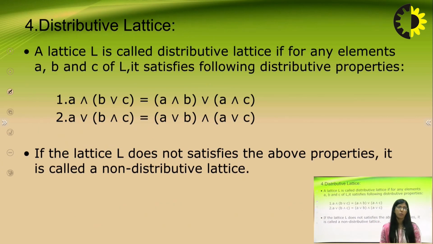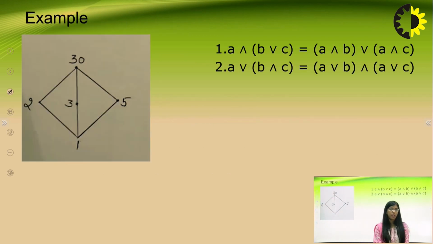Fourth one is your distributive lattice. A lattice L is called a distributive lattice if for any elements A, B and C, it satisfies the distributive properties. If any three elements do not satisfy these two properties, then it is called a non-distributive lattice. What does it mean? Let's take it with an example.